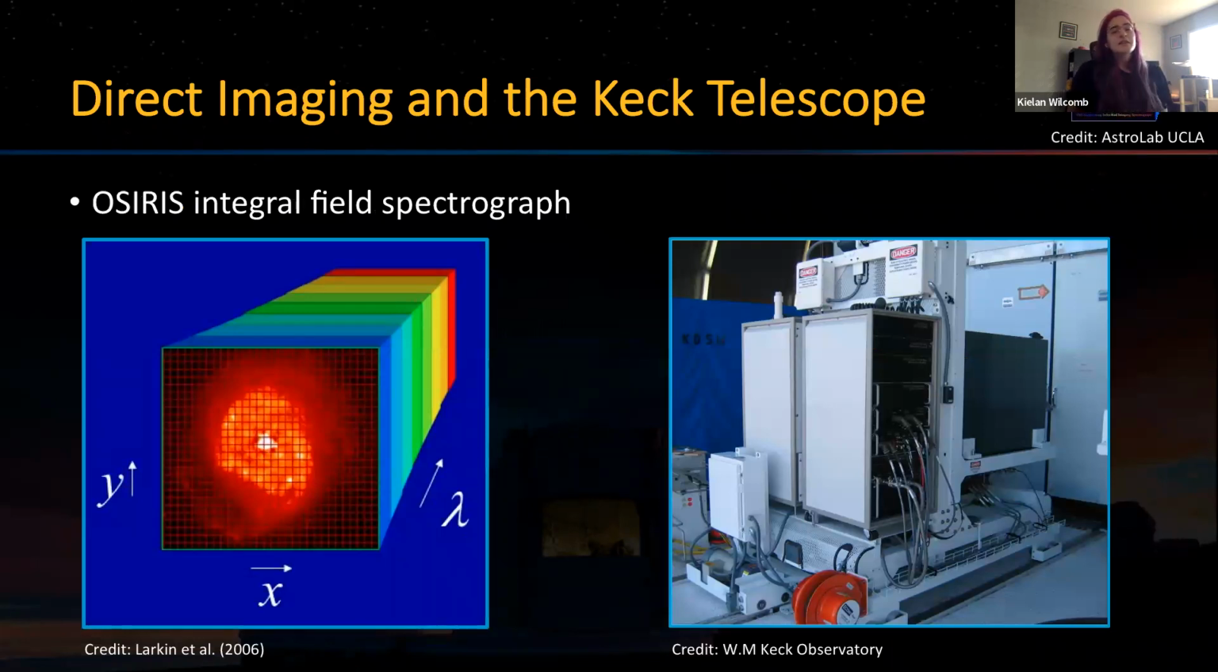OSIRIS is a near-infrared integral field spectrograph that uses a grid of lenslets in the focal plane to dissect the field of view. The light from each lenslet is dispersed by a grating, producing an array of spectra that are reassembled in the data reduction pipeline into an XY-lambda data cube, as shown to the left. Also, here is a figure showing the AO system on Keck, the same photo from the previous slide.